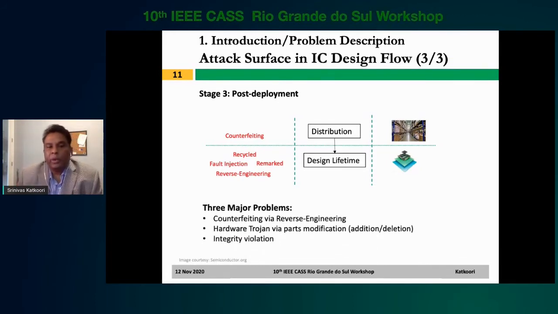So three major problems that we can identify are counterfeiting via reverse engineering, hardware Trojans via parts modification, and also violating the integrity of the design, in the sense that it's supposed to do something, and now you are adding something malicious, and therefore you are introducing some extra behavior into the design which is not intended.